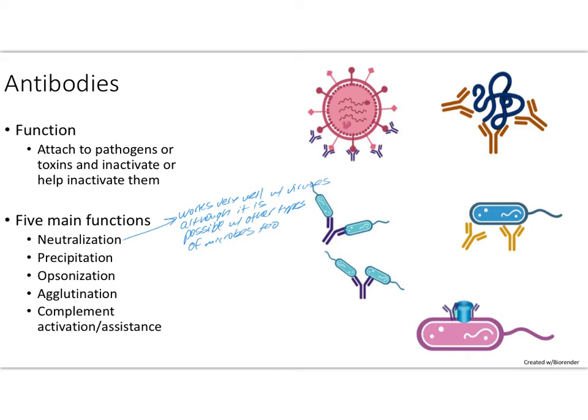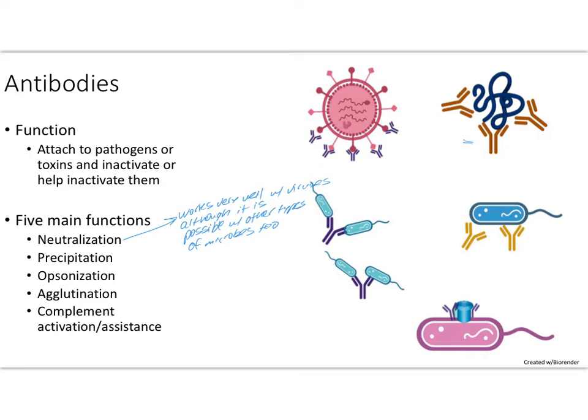The next primary antibody function is precipitation. Precipitation occurs primarily with toxins, which are oftentimes protein molecules that microbes make that cause some kind of damage in our cells. So there's lots of different potential toxins that microbes can make. And sometimes the toxin is what causes the most damage in an infection rather than the bacteria or the microbe itself.